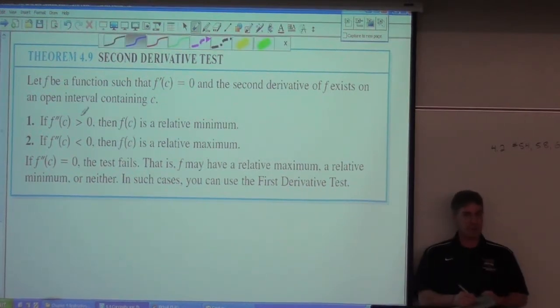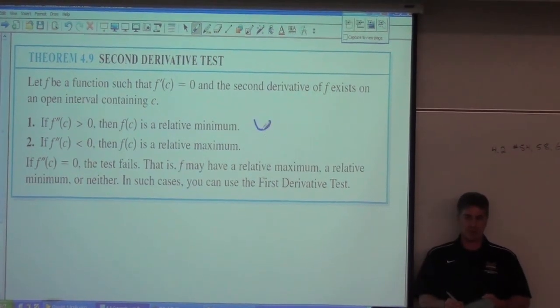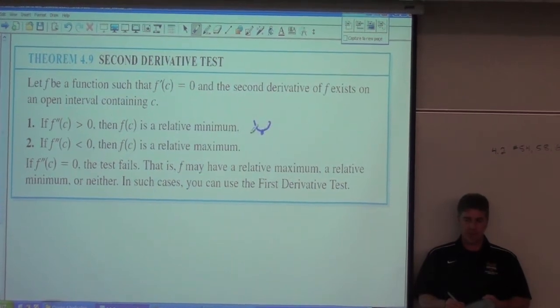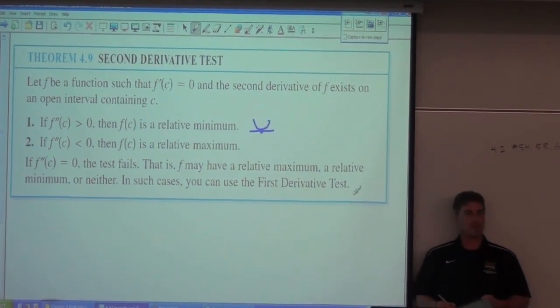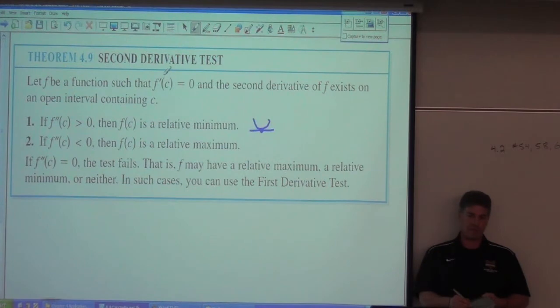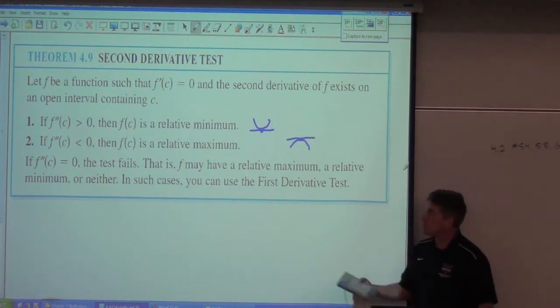Now, if the second derivative is positive, that means it's concave up, right? If I draw something concave up that changes direction, if I have a horizontal tangent line there, that has to be a minimum. If the first derivative is 0 and the second derivative is negative, it's concave down. If I draw something concave down, and I draw a horizontal tangent line there, that's a maximum. So that's what this is saying.